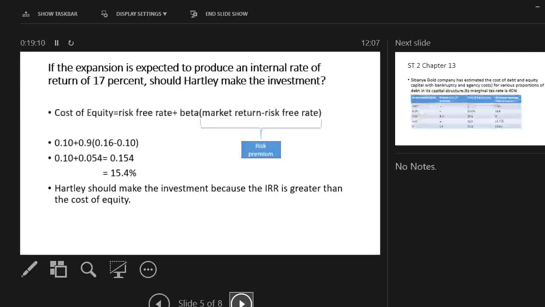What required rate of return should the firm use for average risk projects in its oil and gas exploration division? Which is the last one? Yeah, the last division. Okay.